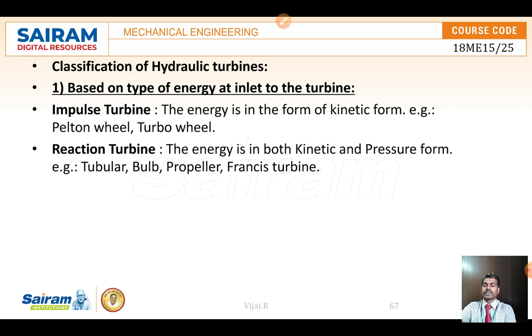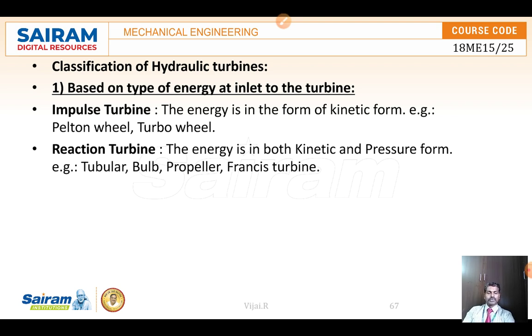Now the classification of turbines, let me see how many classifications there are. First, based upon the energy at the inlet of the turbine, because the turbine blades are rotated with the help of the water flow. According to how the water flows, we divide them into impulse turbine and reaction turbine. So how is the water going to hit the turbine blade? An impulse turbine is one where the energy is in kinetic form, and the water hits the turbine directly. We call it the Pelton wheel turbine.